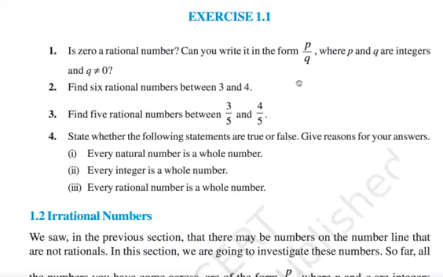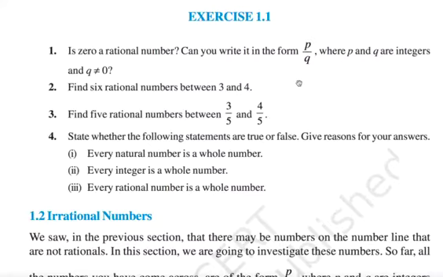State whether the following statements are true or false. Give reasons for your answer. Every natural number is a whole number. Yes, every natural number is a whole number. Natural numbers are a subset of whole numbers. Every integer is a whole number. No, not at all. Why? Negative integers are there.